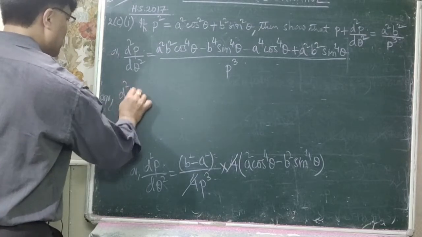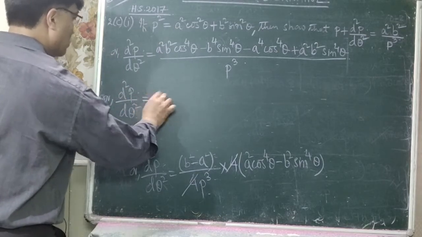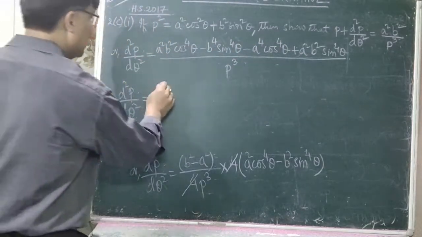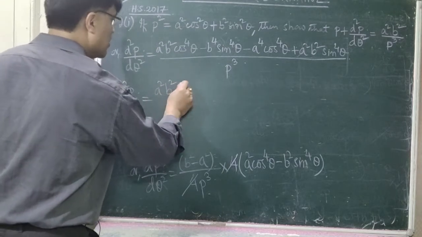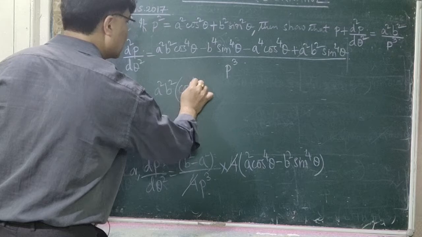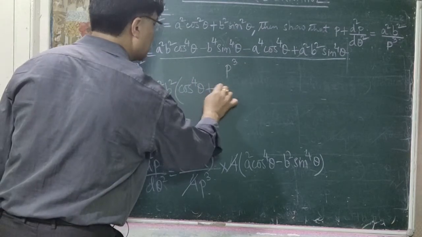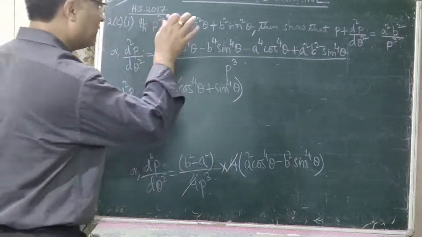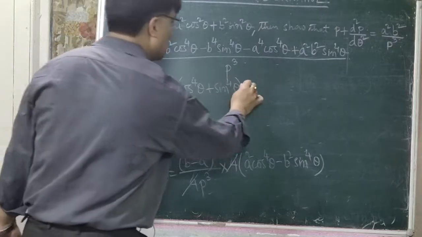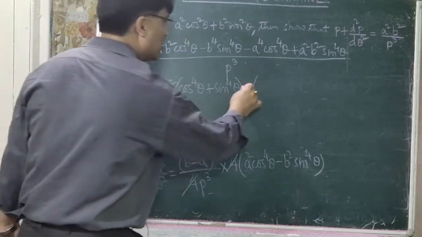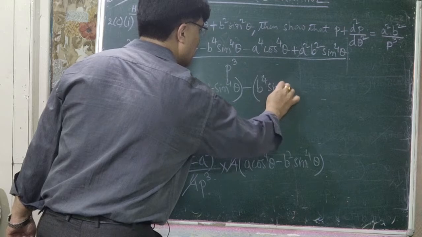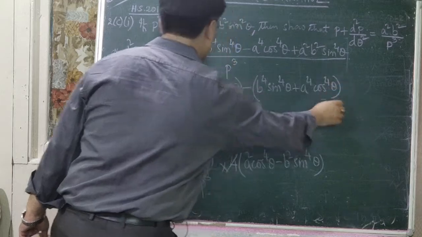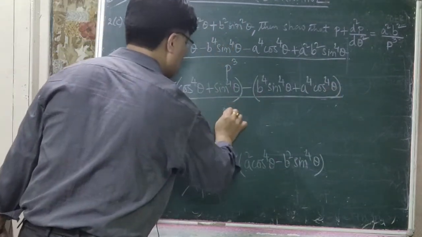Or this is d²p by dθ², which is equal to, now from the first and last term, what is common there? It is a²b², isn't it? So within the bracket, what do we get? It is cos⁴θ plus sin⁴θ. Is that clear? And from the second and third, what is common? Minus is taken common. So within the bracket, what do we get? b⁴ sin⁴θ plus a⁴ cos⁴θ. This whole divided by p³.